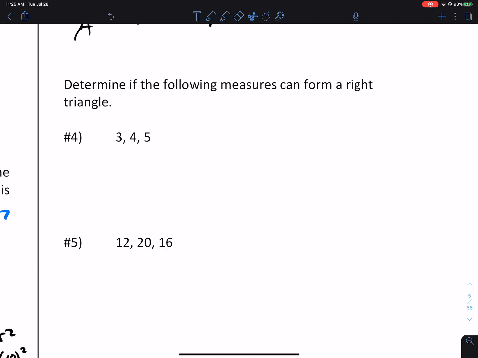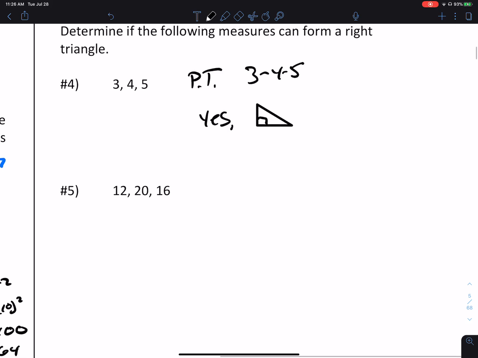Determine if the following can form a right triangle. We always assume that the biggest number is the hypotenuse. Hopefully you recognize this as the Pythagorean triple, which I'm saying you can abbreviate PT. This is a 3, 4, 5. So the question is, determine if the measures can form a right triangle. Sure. Right triangle.